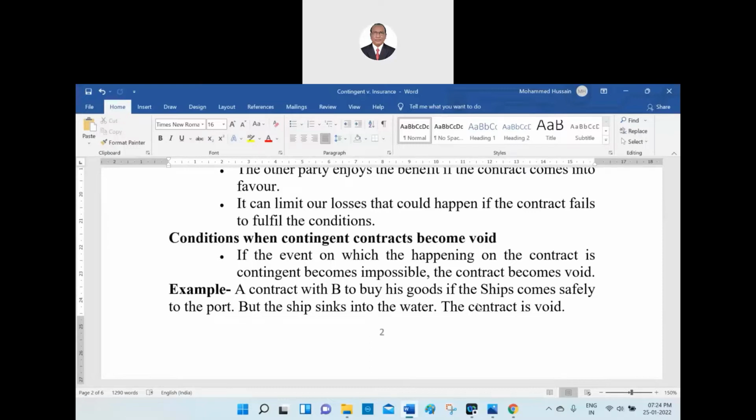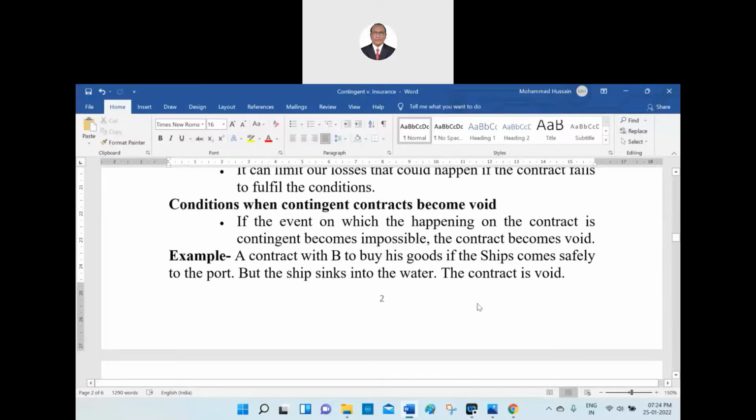The contract becomes void. Example, a contract with B to buy his goods if the ship comes safely to the port. Whose goods? B's goods. If the ship comes safely to the port, it means the goods are in the ship and the ship arrives at the harbor safely. But if the ship sinks into the water, then it becomes impossible. Then the contract is void.